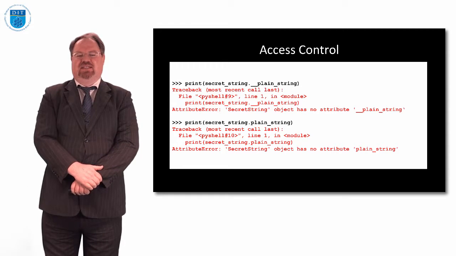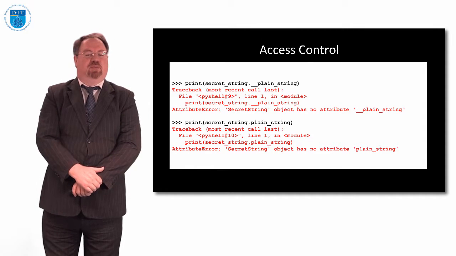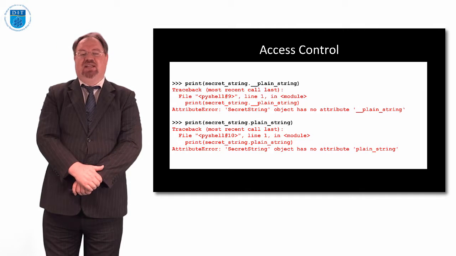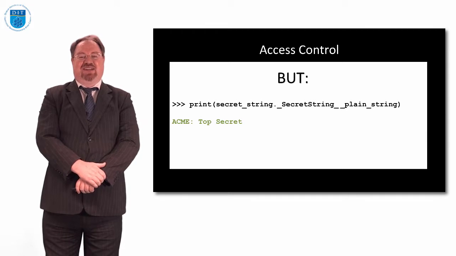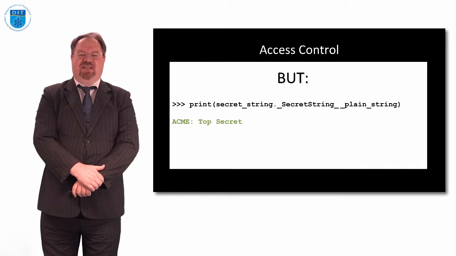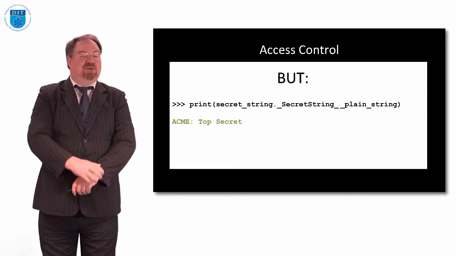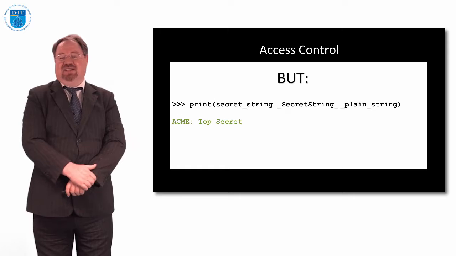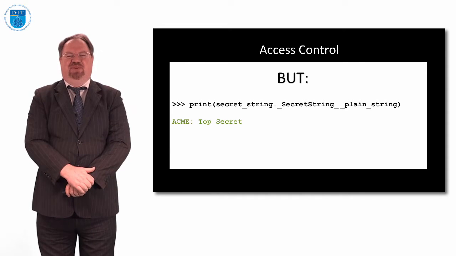We could try hacking like this. We could try asking the object, will you tell me what underscore underscore plain string is? It'll crash on that. It won't recognize that. If we try and print secret string dot plain string with no underscore underscore, it still won't do it for us. But if we print out the following, secret string underscore secret string underscore underscore plain string, then it will print out the secret message to us. So just by sticking the class name in front of the attribute name, it will print it out for us. Even putting underscore underscore in front of an attribute or method doesn't make it private. There is no way to make a method or attribute private in Python at all, because you can always hack it by doing this. This is fairly ugly coding though, and nobody would want to do this.